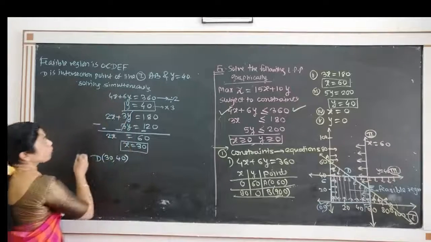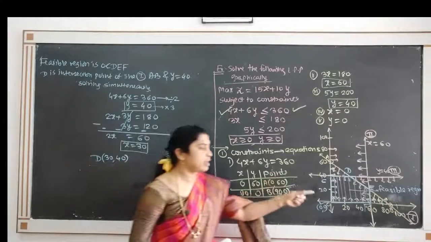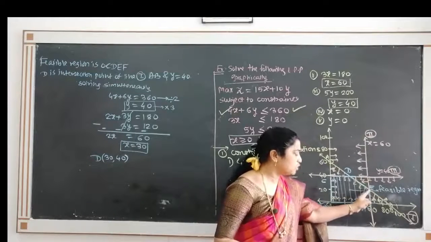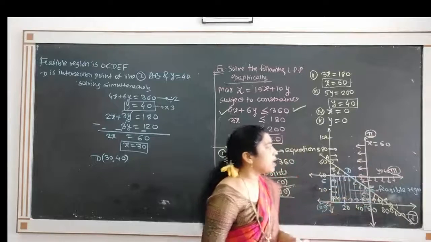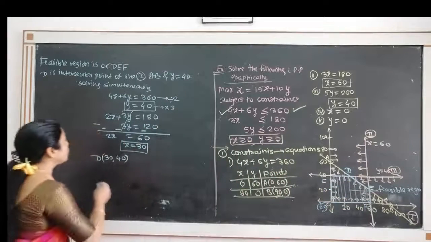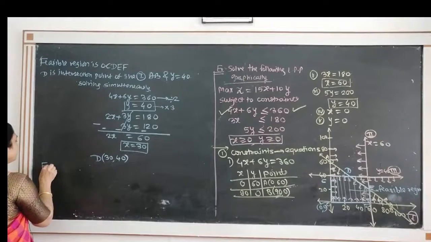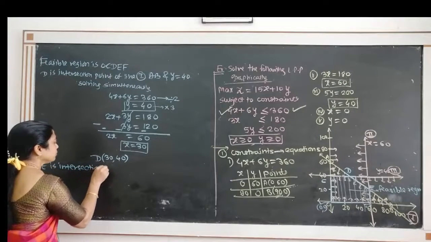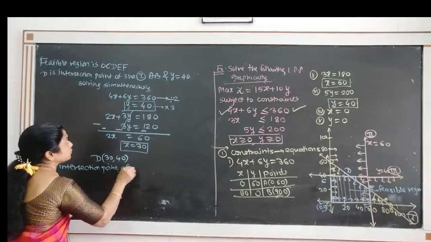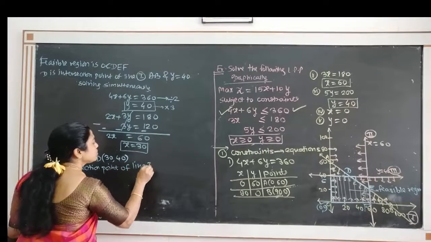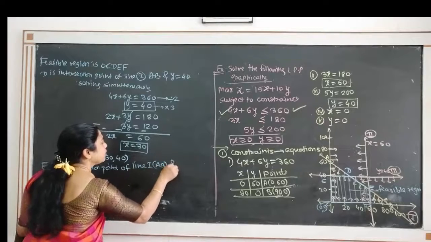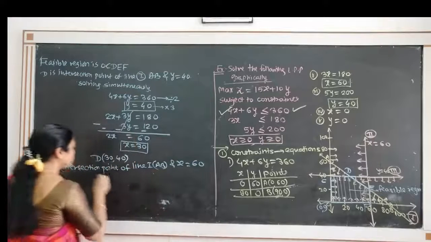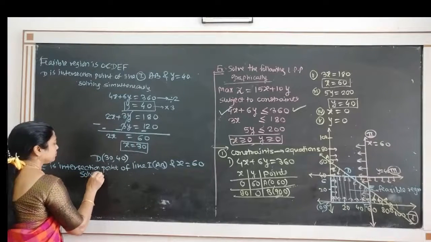Now the next point is E point, which we don't know, and we want to find that. E is the intersection point of these two lines, that is the first line AB and the line x equal to 60. So solve the two equations simultaneously. E is the intersection point of the first line, that is AB, and x equal to 60. So solve the equations simultaneously.